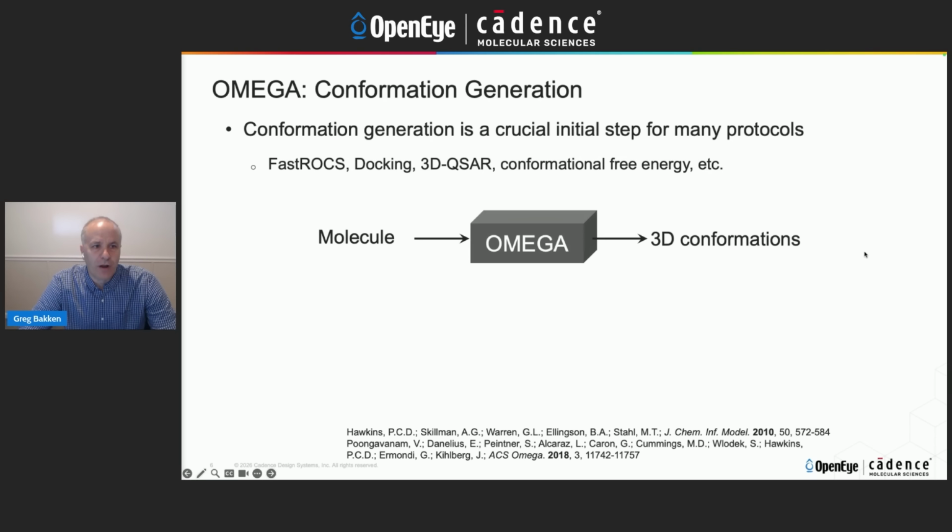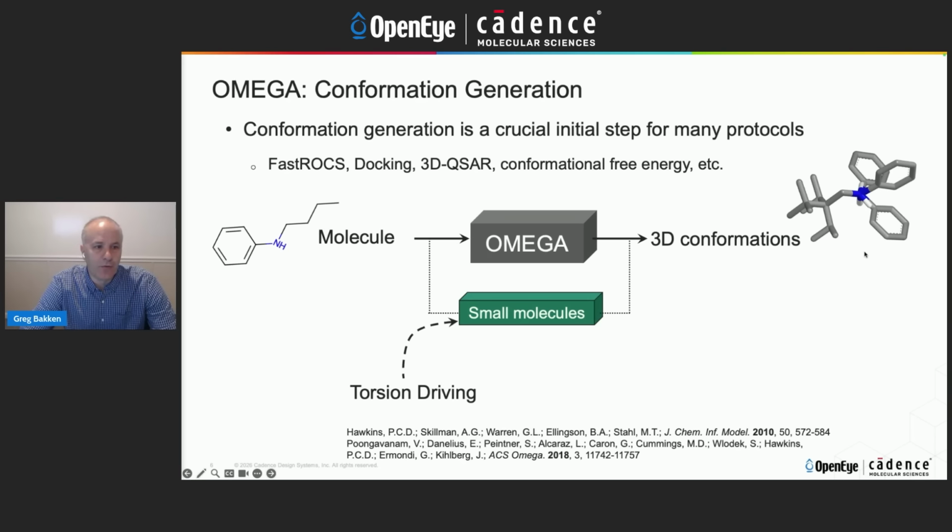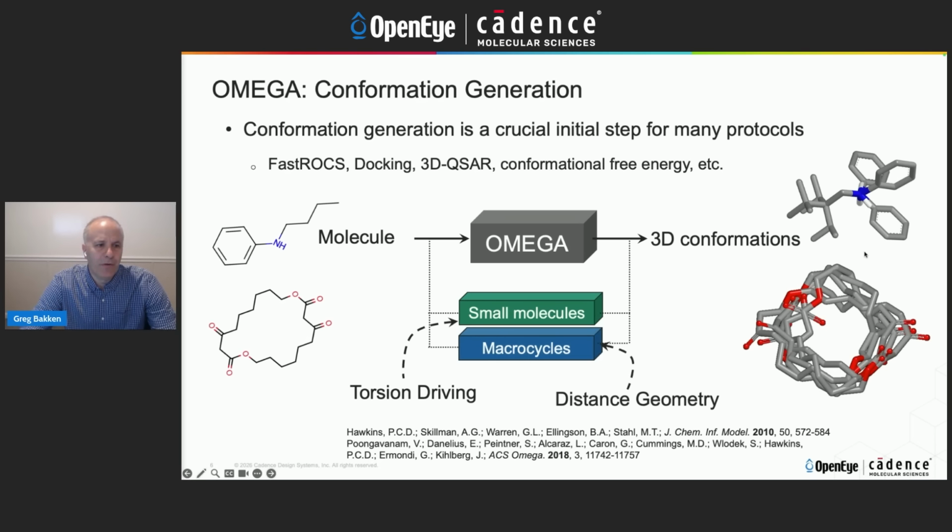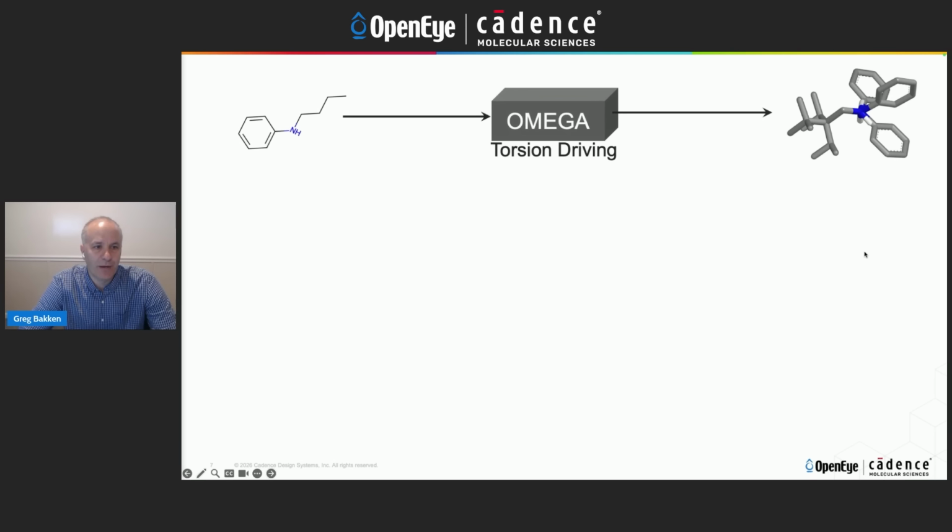There's two modes of conformation generation in Omega, the first being for small molecules. So here we take a torsion driving approach, and this is what I'm going to spend most of my time talking about today. But for macrocycles, we use the distance geometry-based approach, so a slightly different path. But as I said, I'm going to spend most of my time today talking about torsion driving.